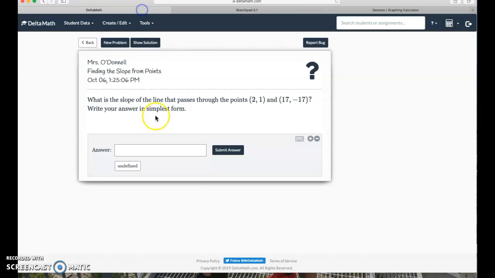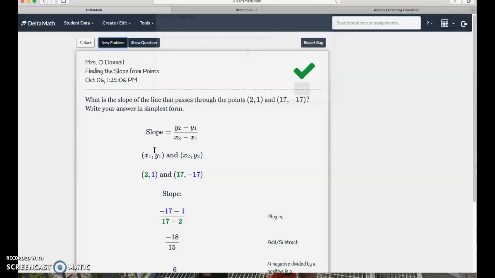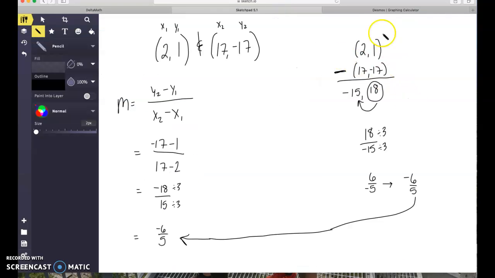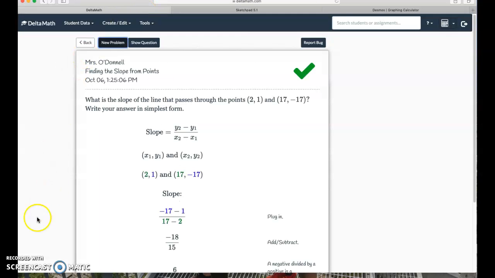So we can go ahead and type that in. I've got a slope of negative 6/5. Let's check it. Delta Math likes it. Okay, so that's one strategy. If you're struggling to organize, you can write vertically and subtract down, and then you don't have to figure out how to arrange your x's and your y's. Okay, so that's how you find a slope from two points.